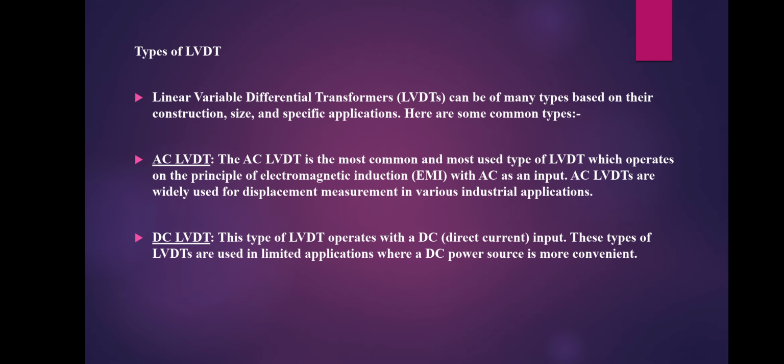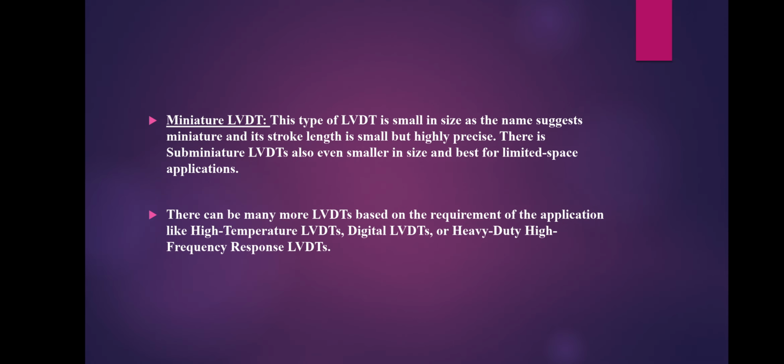Then DC LVDT. This type of LVDT operates with a DC current input. This type of LVDT is used in limited applications where a DC power source is more convenient. Last one is miniature LVDT. This type of LVDT is small in size, as the name suggests, miniature, and its stroke length is small but highly precise. There is sub-miniature LVDT also, even smaller in size and best for limited space applications.